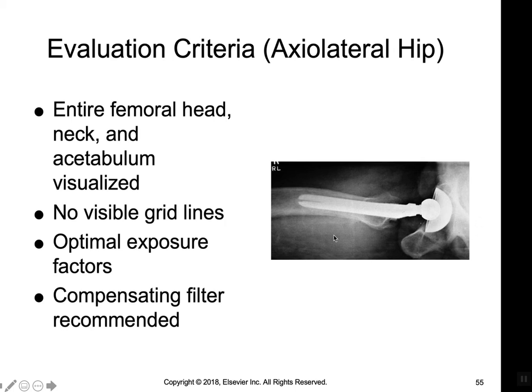And here, this is what we were talking about with the prosthesis, the ortho prosthesis. You want to include everything. So they included the entire joint all the way down to the bottom of the prosthesis. Cross-table lateral hip or axiolateral hip. This is what that is.